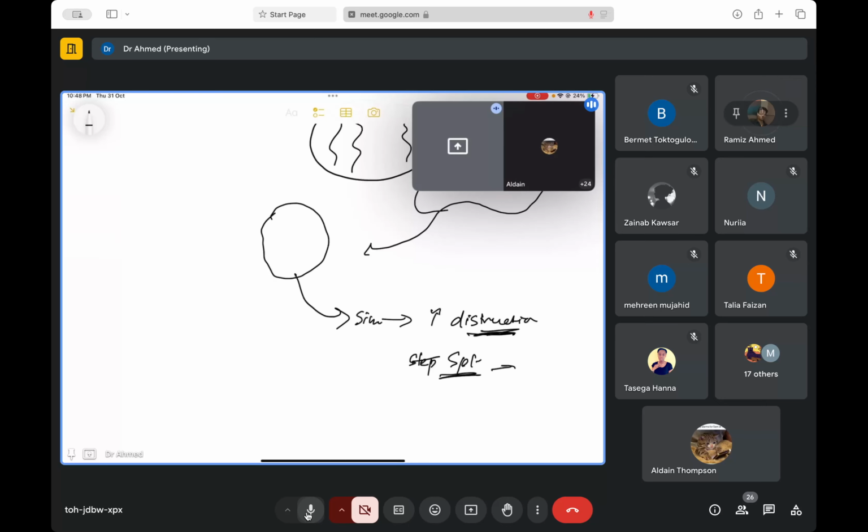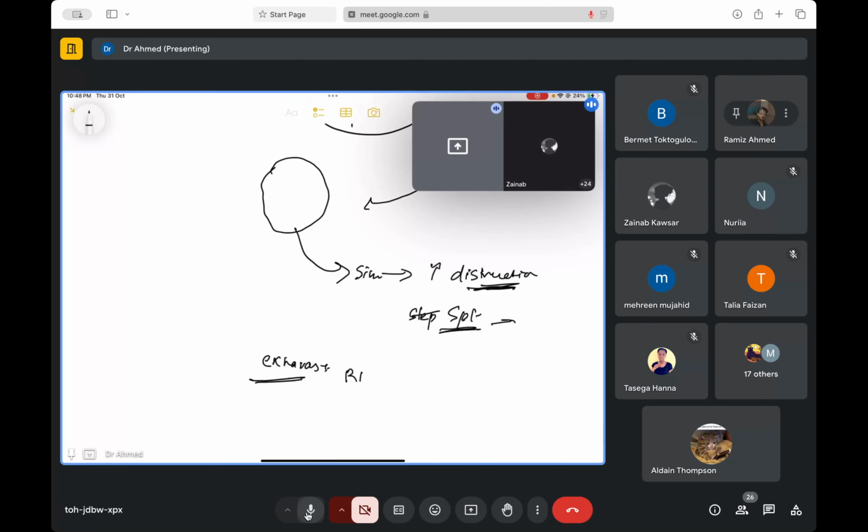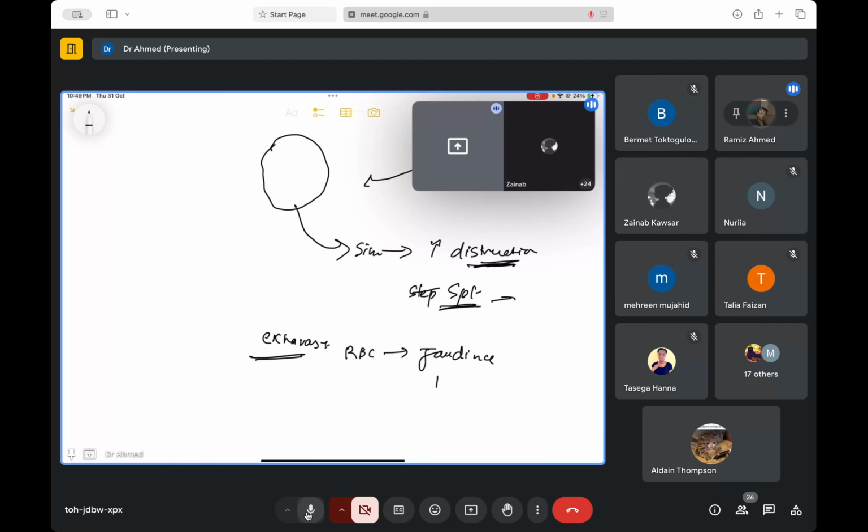Secondly, it's an extravascular hemolysis, right? If I am destroying my red blood cells, can it cause jaundice? Yes, because I am dumping off more protoporphyrins, right? What else can happen? Can I have bilirubin gallstones?